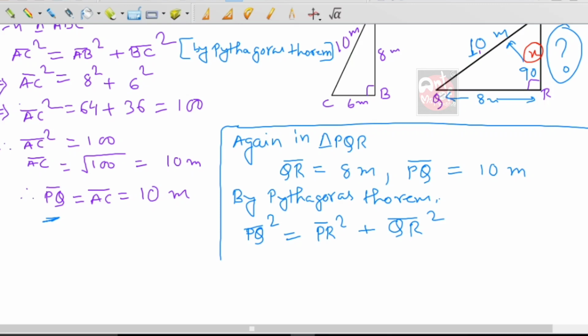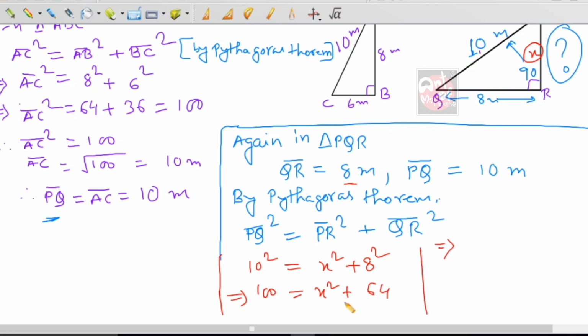by Pythagoras theorem we can put the value that PQ is what? 10 meter. So 10 square equals, now PR I don't know, that I am taking x here. So x square plus QR is what? 8. So 8 square. Now I have to find the value of x, no? First calculate it. This is 100 equals x square plus 64. Implies, after this is the step, x square plus 64 equals 100.